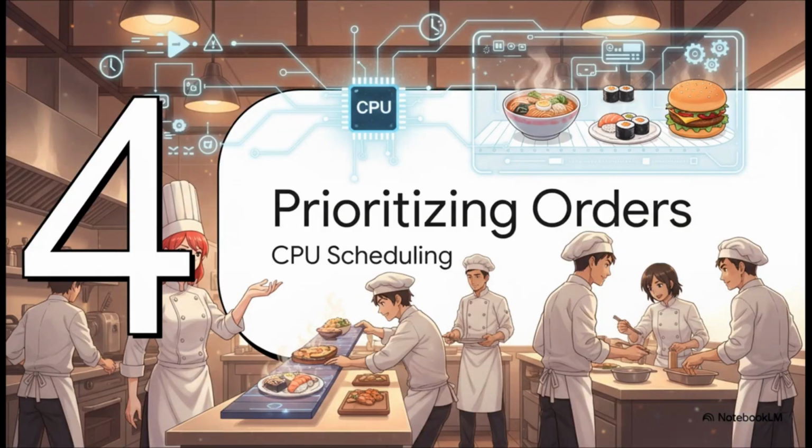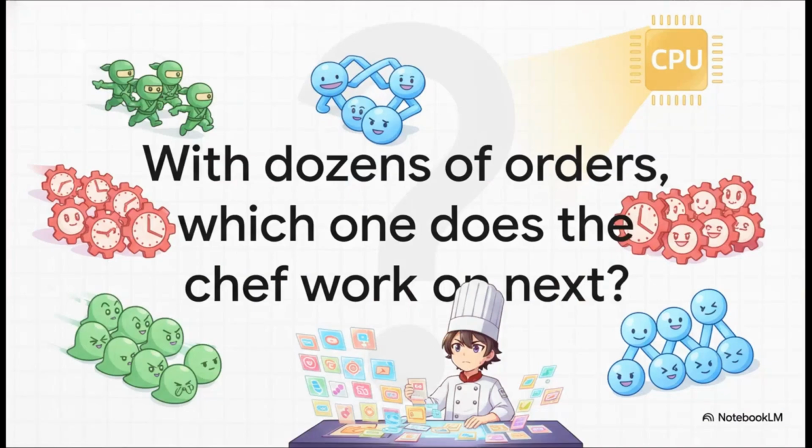But here's the thing. This switching isn't just random. A great head chef doesn't just close their eyes and point to the next dish. There's a method to the madness, a strategy. And in the world of computers, this strategy is called CPU scheduling. This really is the million-dollar question for an operating system. You've got all these processes lined up, ingredients prepped, ready to go. Which one gets the CPU's precious attention right now?